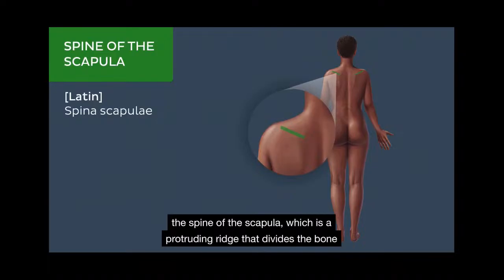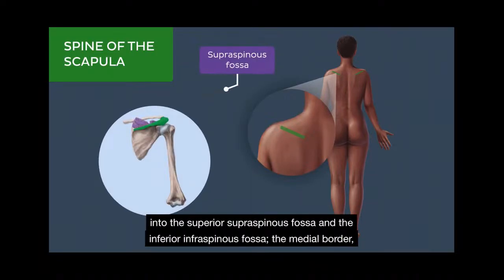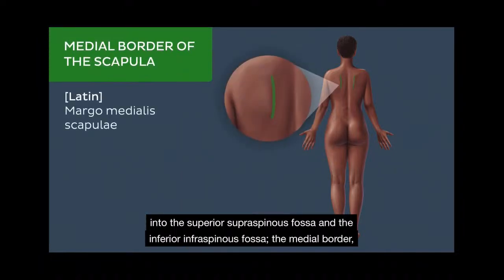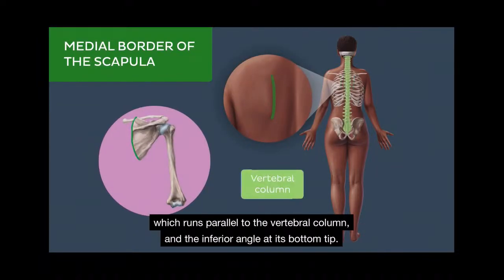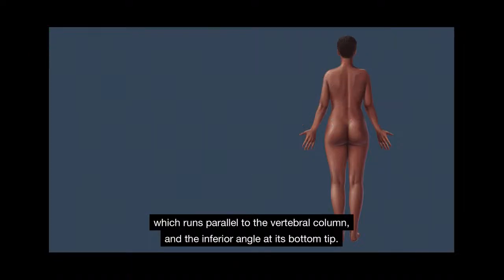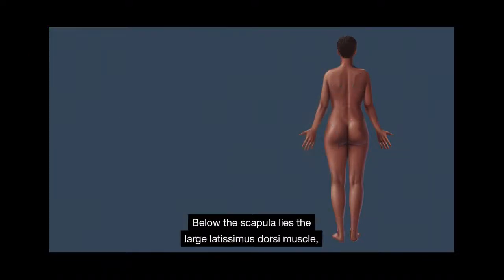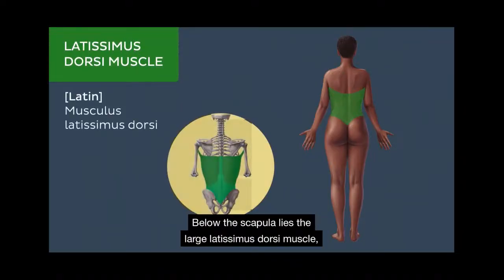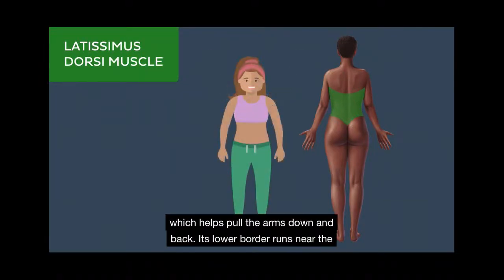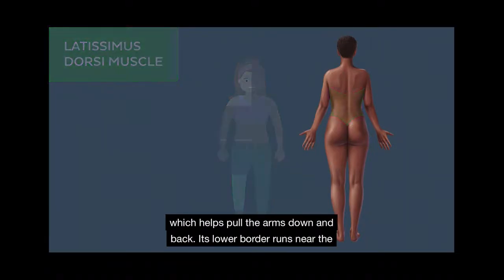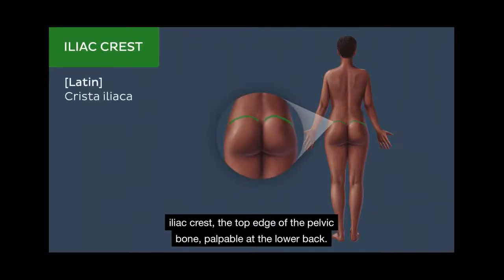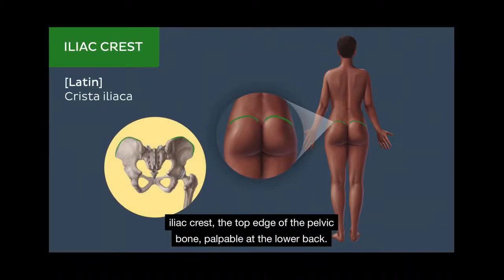The spine of the scapula, which is a protruding ridge that divides the bone into the superior supraspinous fossa and the inferior infraspinous fossa. The medial border, which runs parallel to the vertebral column, and the inferior angle at its bottom tip. Below the scapula lies the large latissimus dorsi muscle, which helps pull the arms down and back. Its lower border runs near the iliac crest, the top edge of the pelvic bone, palpable at the lower back.